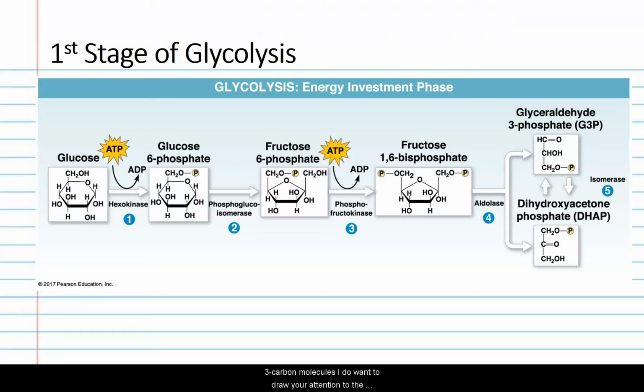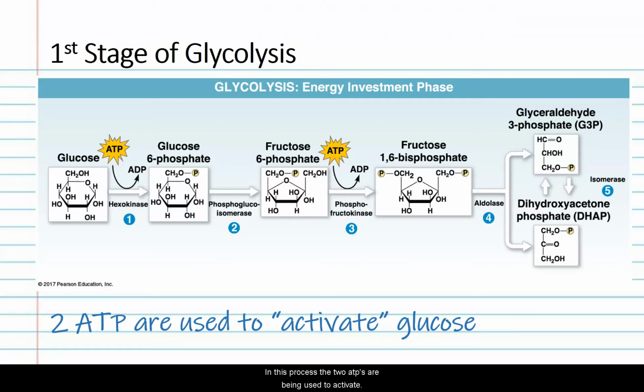That particular molecule is important because we'll see it in other chemical pathways later on in this unit. But the overall inputs and outputs for this first stage of glycolysis: glucose goes in, 2 ATP go in, and what comes out is 2 ADP and 2 glyceraldehyde 3-phosphate. In this process, the 2 ATPs are being used to activate our glucose molecule.